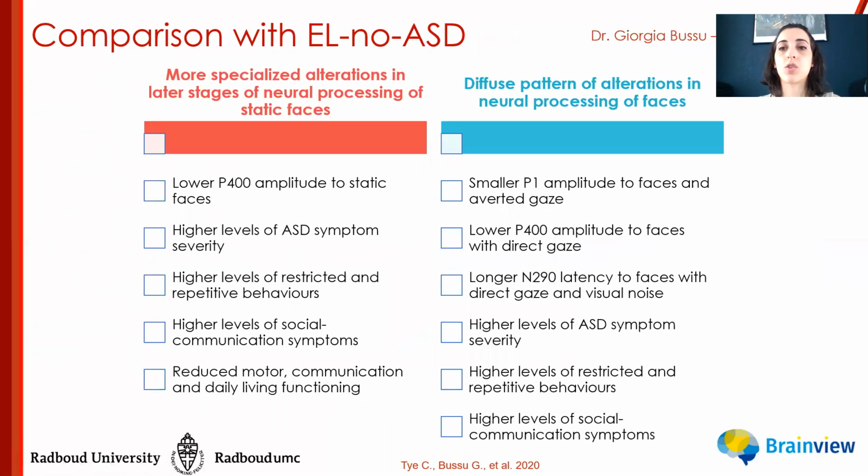But we also compared the clusters to the non-ASD group to see which were the differences between ASD subgroups and the non-ASD group. And we found that cluster 1, the red cluster, was the one with more specialized alterations in later stages of face processing, in particular P400 amplitude in response to static faces, whereas the blue cluster showed more of a diffuse pattern of alterations in processing of faces compared to the non-ASD group. All of them had higher levels of symptoms, but only the red group showed reduced motor, communication and daily living functioning compared to the non-ASD group. So the red group seems to be the most severe one and has a more specialized alteration in response to faces.